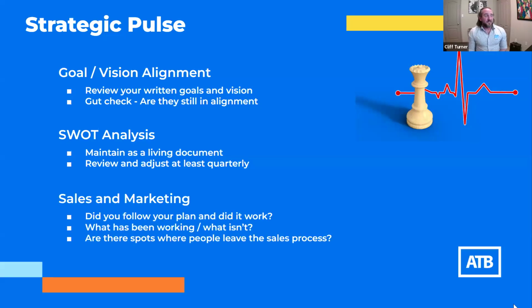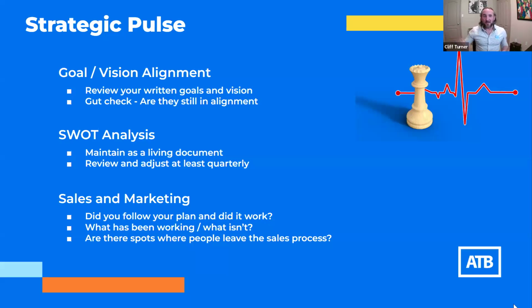The third is just looking at your sales and marketing and asking, did you have a sales plan, which you should, and a marketing plan, and did you follow it? And if you did, what worked and what didn't work? Reevaluate on that basis. Look especially for spots where people might leave your sales and marketing process. So try to collect as much data as you can on how far along people are going in your process before they drop off, a lot of them in the same spot. That's probably where you need to put a lot of focus.